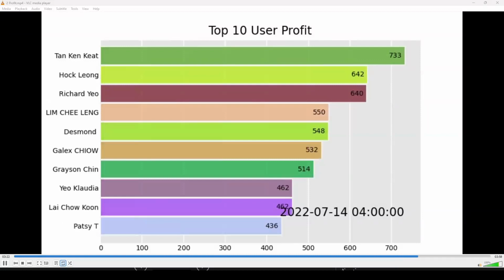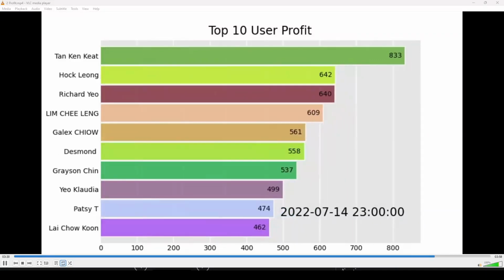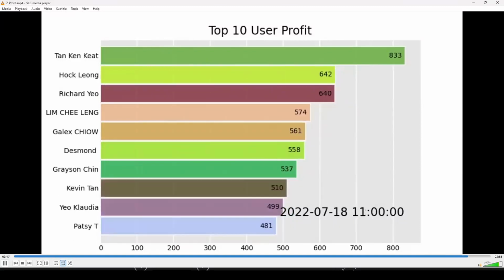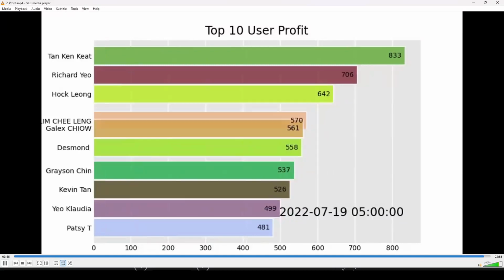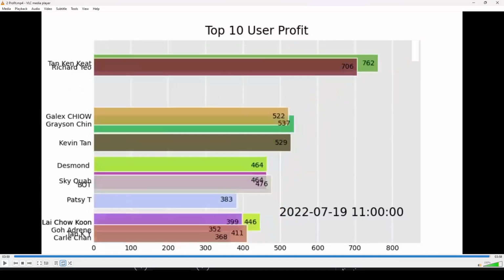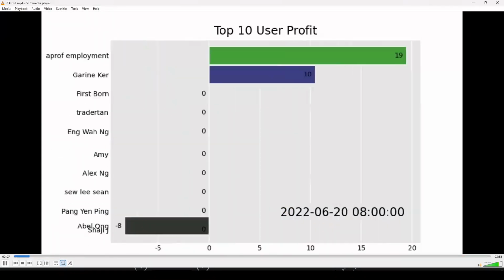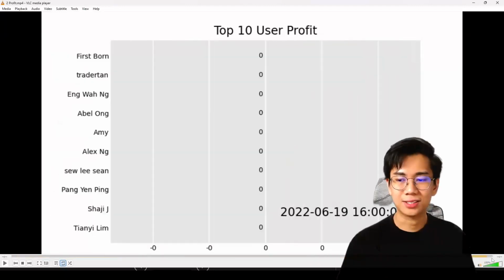Wow, Tan Ki Kiat $733 profit. Still at the top. $833 profit. Alright, give a round of applause to every single one of you that have been doing a very good job in yesterday's sessions, alright?